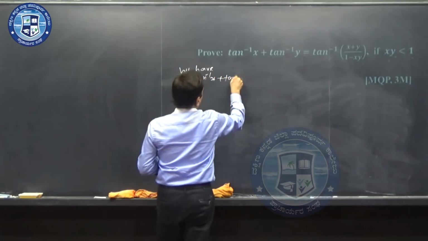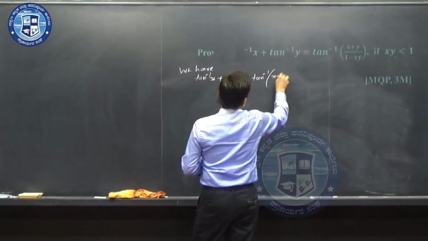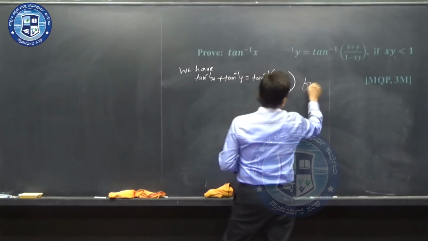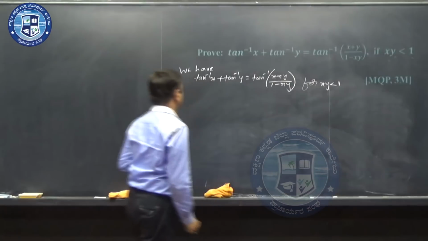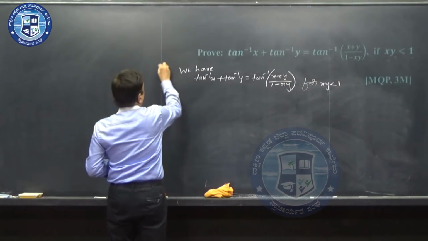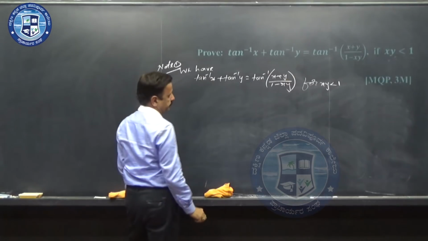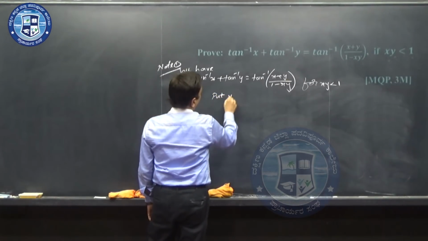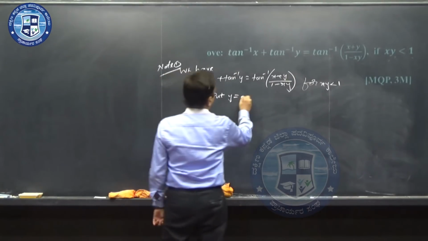plus tan inverse y is equal to tan inverse of x plus y divided by 1 minus xy for xy less than 1. Okay, note 1. Put y is equal to, say, minus y.